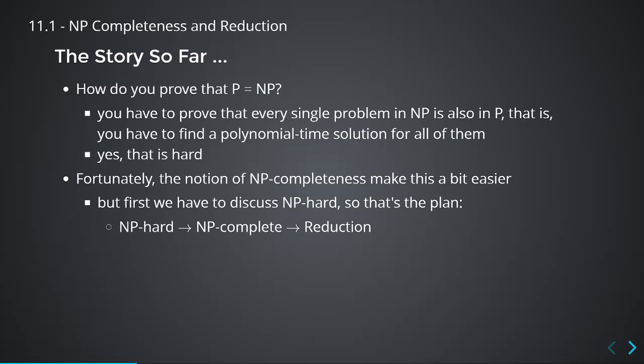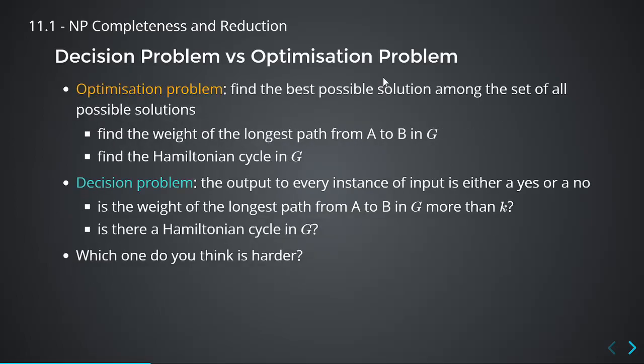Now, I mentioned that in order to do this, you have to prove that every single problem in NP is also in P, which is a very hard thing to do, right? Because you have to look at every single problem there is. But we do have something called NP completeness, which is going to make this easier. So you don't have to prove every single problem. But first, we have to talk about NP hard. And before we can talk about NP hard, we have to talk about decision problems and optimization problems. So it's going to be a while before we get there. And we're going to start with decision problems and optimization problems first.